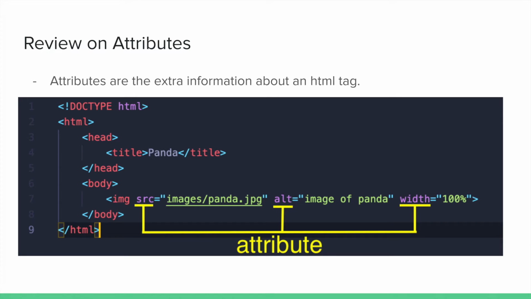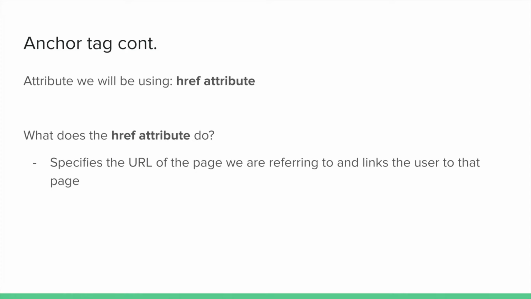For example, we were first introduced to attributes when we looked at the image tag in the second HTML video. We used the source attribute to specify where the image source was and display that image on a page. Now for the A tag, we use the href attribute to specify the URL of the page we are referring to and link the user to that page.